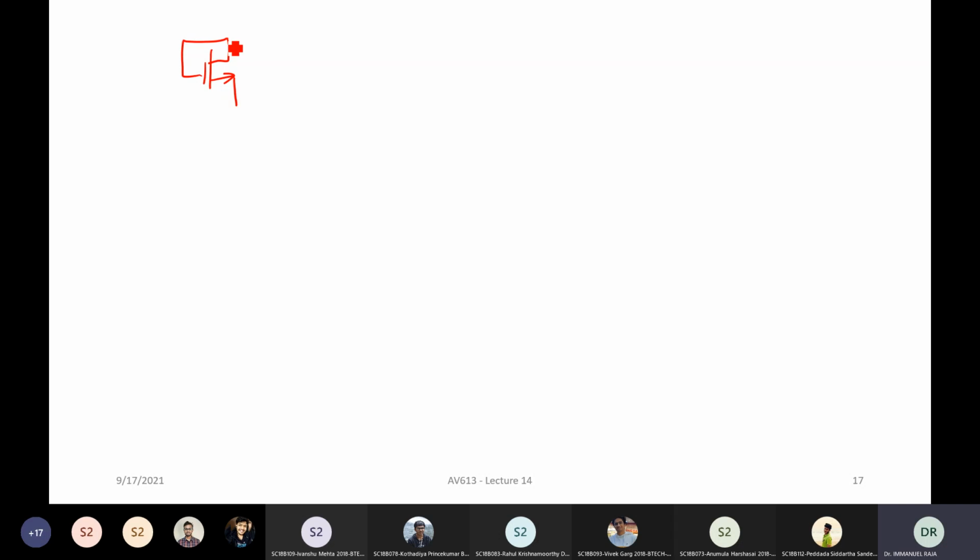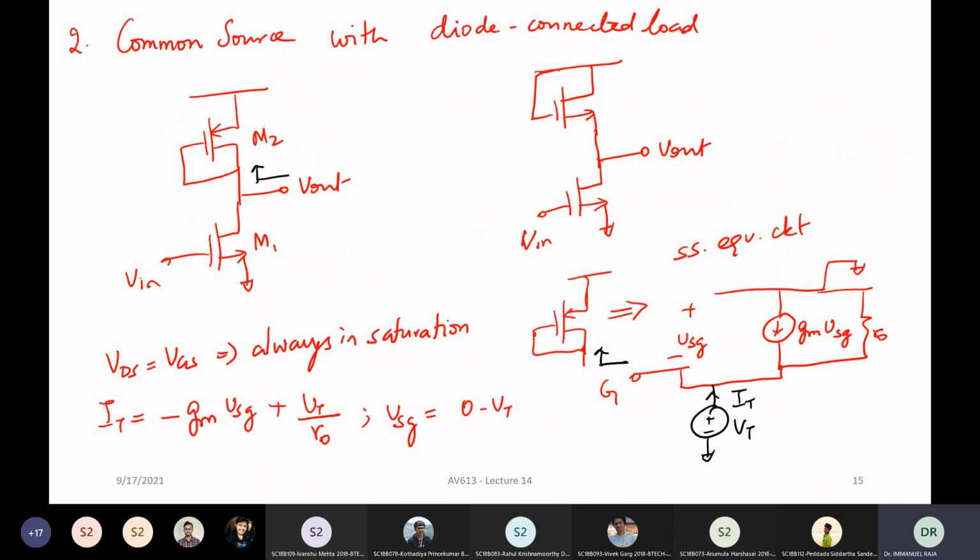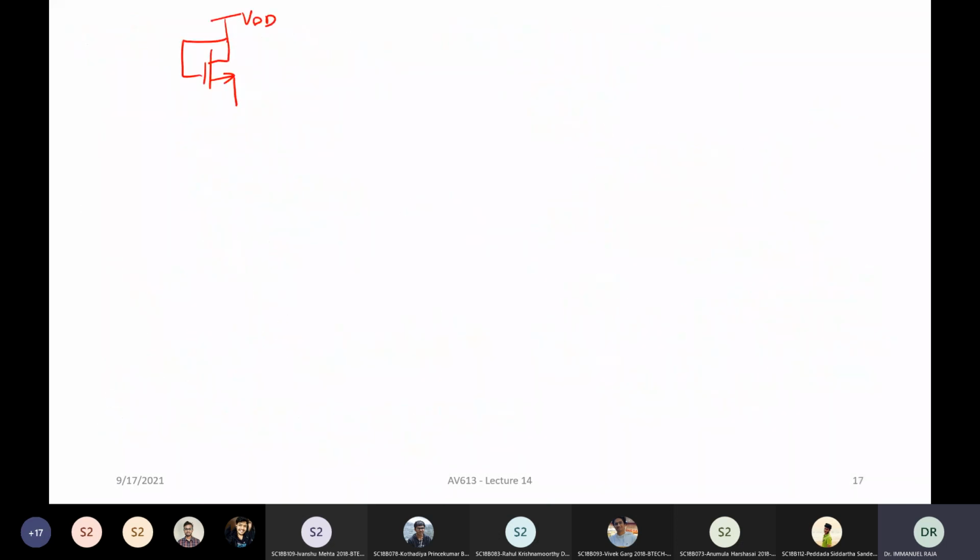Now that we have found this out, let us also look at what is the impedance looking from the source side. This is the second transistor circuit that I drew, VDD. If you look at this second circuit, I have an NMOS transistor which is diode connected, but now I am not looking at the transistor through the drain side. I am looking at it from the source side. Now what happens?